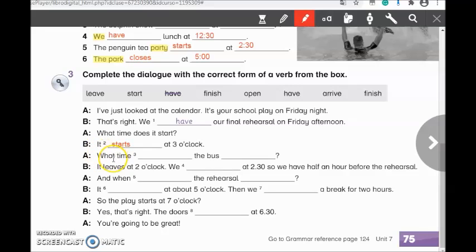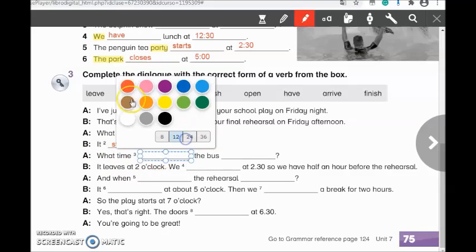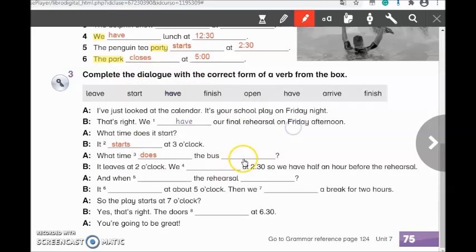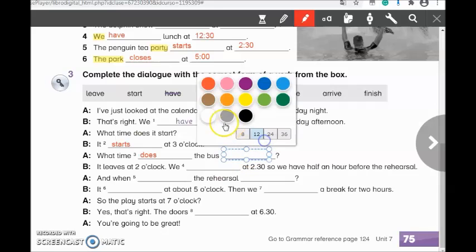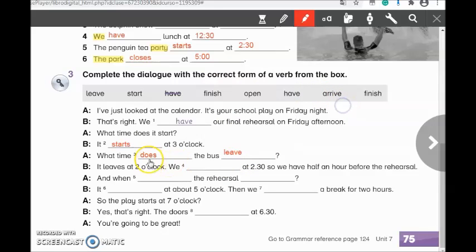Let's continue. Number 3. What time? The bus. And here we have the answer. It leaves at 2 o'clock. So what time? Excellent, girls. Does the bus leave? Notice that after the auxiliary verb does, we put the verb in infinitive form. مجرد. الفعل يكون مجرد. Let's continue. It leaves at 2 o'clock.